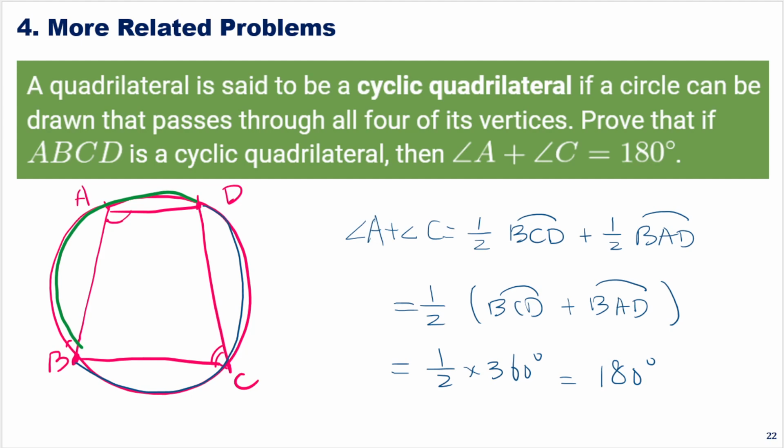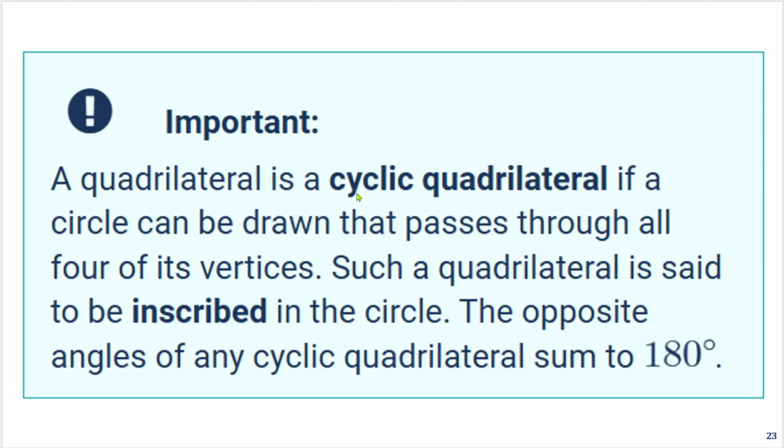Can you follow me? So actually you can also consider this as a special property for the cyclic quadrilateral, which states that a quadrilateral is a cyclic quadrilateral if a circle can be drawn that passes through all 4 of its vertices. Such a quadrilateral is said to be inscribed in a circle. Opposite angles of any cyclic quadrilateral sum to 180 degrees. We have already proved this, right?